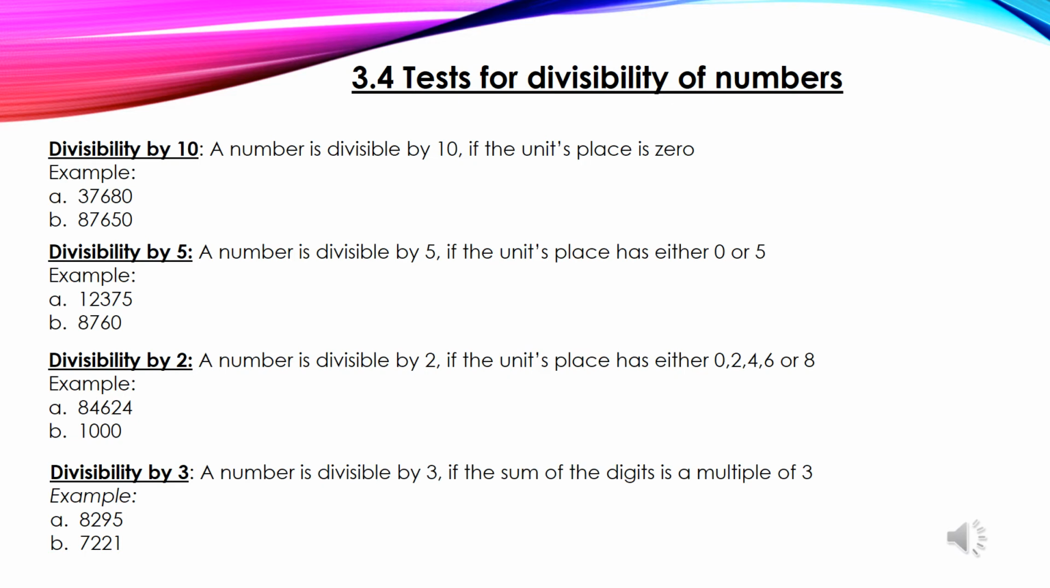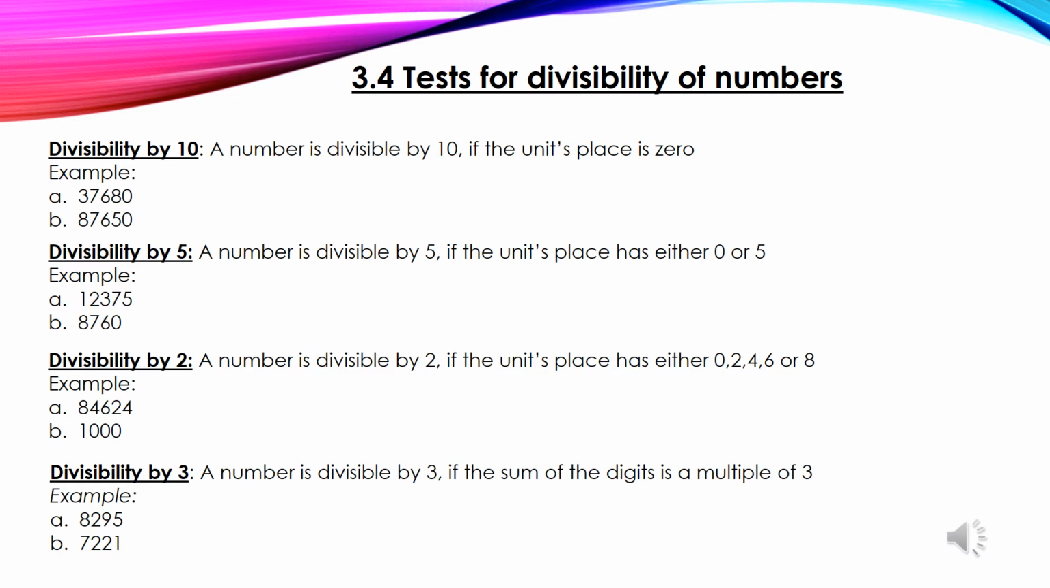Okay children, let us start with the divisibility rule for 10. A number is divisible by 10 if the units place is 0. Means if there is a 0 in the units place, the complete number is also divisible by 10. In the given example, we took 37680. Here 0 is there in the units place, right? So the complete number is also divisible by 10.